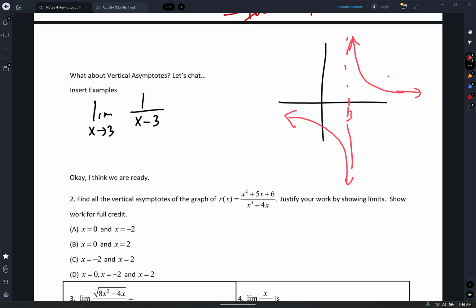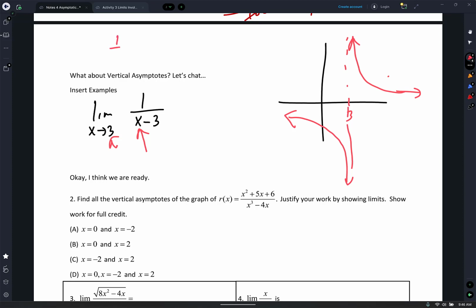How do you know that? How do you know that it's going to look like that? Let me show you. If you get a number over 0, it's going to be a vertical asymptote. So when you approach from the left, how do you know it's negative infinity? Well, think of a number to the left of 3, like 2.9, 2.99, 2.999. Does that make sense to you guys? 2.9 minus 3 is a negative number, negative 0.1, right? If I use 2.99, that's negative 0.01.